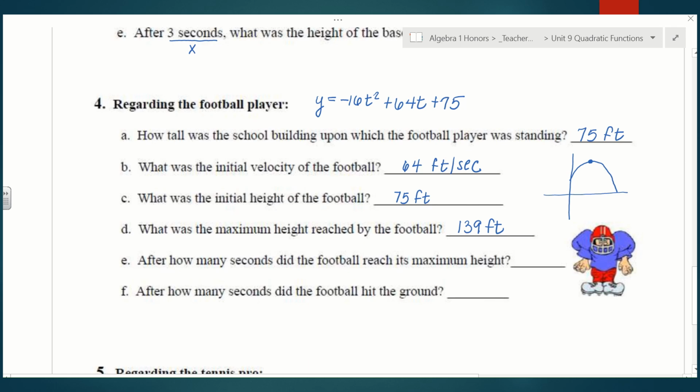Now part E says, after how many seconds did the football reach its maximum height? Using that same point you just found, it's asking, what time did it hit 139 feet? And so the x coordinate of that point was 2 seconds.